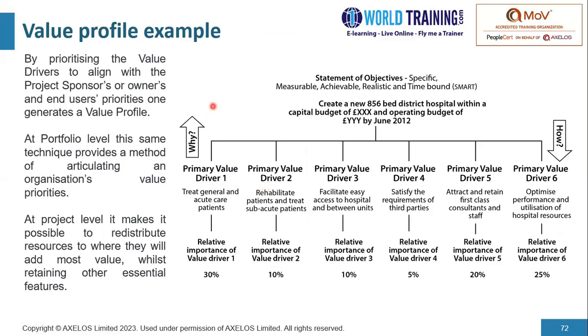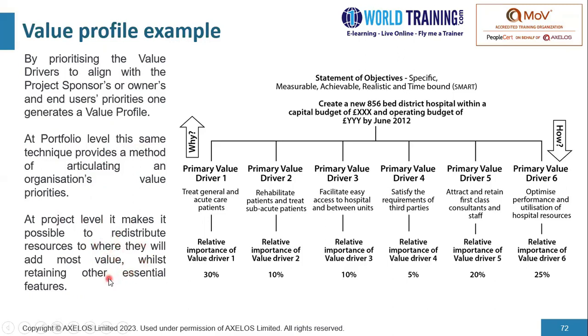So here we have an example of a value profile. It's the same example. By prioritizing the value drivers to align with the priorities of the project sponsors or owners and end users, one generates a value profile. At portfolio level, this same technique provides a method of articulating an organization's value priorities. At project level, it makes it possible to redistribute resources to where they will add most value whilst retaining other essential features.